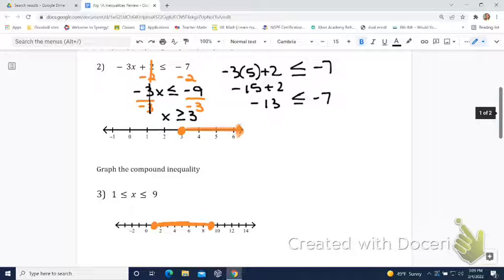And that's it. There's nothing else to write on that one, just the graph. It does not say solve. There's not anything to solve. It's just graph the compound inequality.